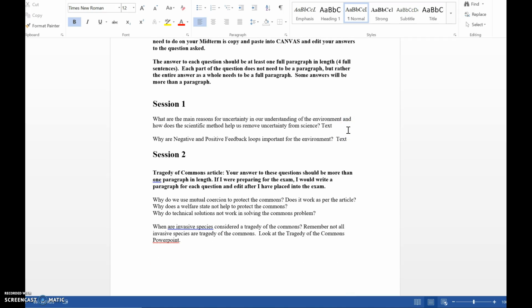So each of your answers has to be a paragraph in length. What does that mean? That means the entire answer needs to be a paragraph. So even if there's subparts to it, the entire answer with the subparts can be one paragraph. Most of your answers are going to be more than one paragraph in length. But for people who are very, very short-winded, then it will be one paragraph. But it has to be a thoughtful, full sentence length paragraph for me to give you credit. If not, I'll just give you partial credit for your answer.